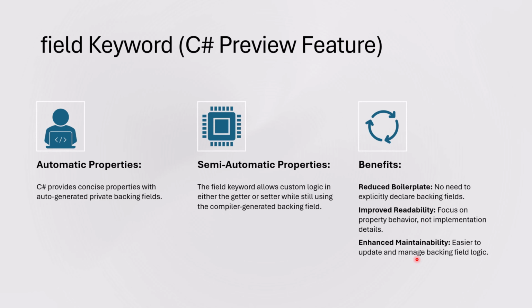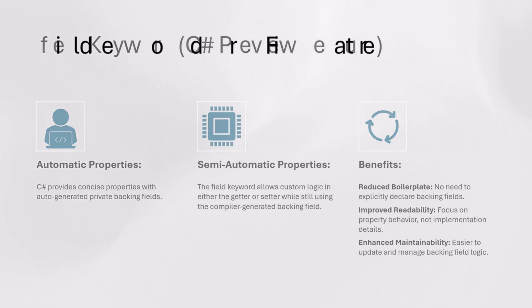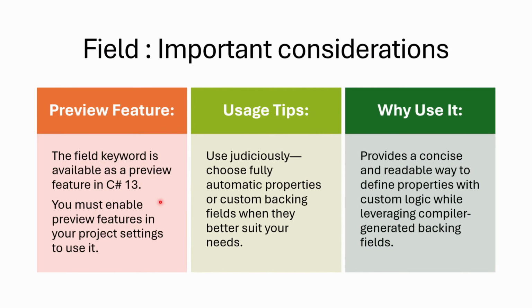There are some important considerations while using the field keyword that we'll talk about on the next slide. First, the field keyword is a preview feature in C#, so you need to enable the preview feature in your project settings. Second, in many scenarios, fully automatic properties or manually defined backing fields are enough. But for cases where you need custom logic with minimal overhead, the field keyword is a perfect fit for you. Let's jump to Visual Studio.